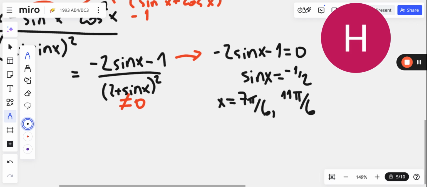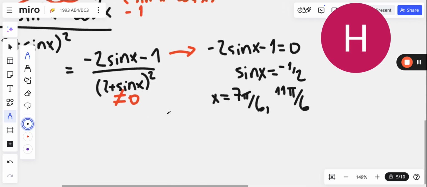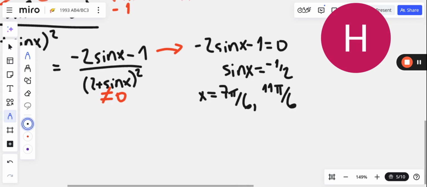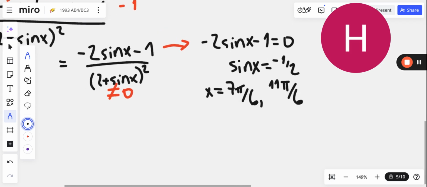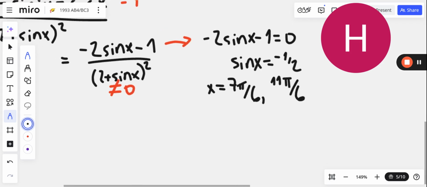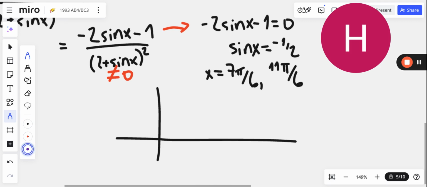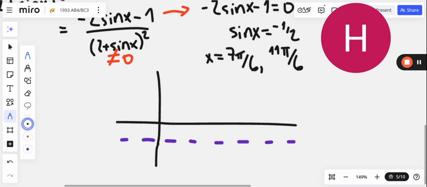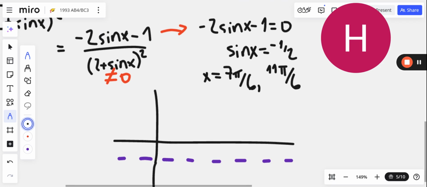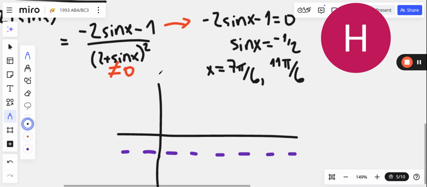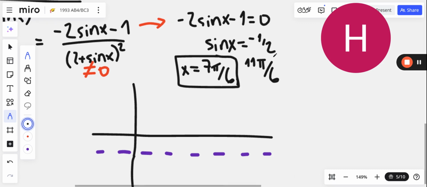Now, what about the sign value on those spots, or in between those spots? Is it negative or is it positive? Well, you could just draw the graph of negative 2 sine x minus 1. It's a very useful thing to be able to draw the graph. We know that it changes sign, so we really just need to know those x values, and those will be the inflection points. So technically you're done with the problem at this spot.